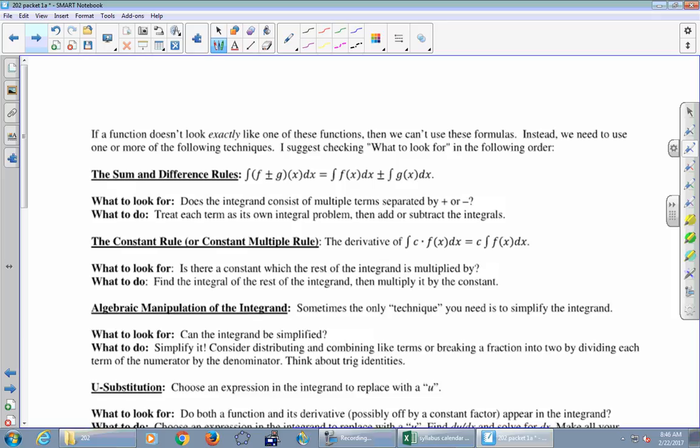Instead, we need to use one or more of the following techniques. I suggest checking what to look for in the following order. So we're not going to read every word on this page, but this is a really nice reference. It's not just a matter of what to look for, but also the order in which we try to apply our different techniques. We've got u substitution, partial fractions, integration by parts, plain old algebra, sums and differences, and constant multiples.